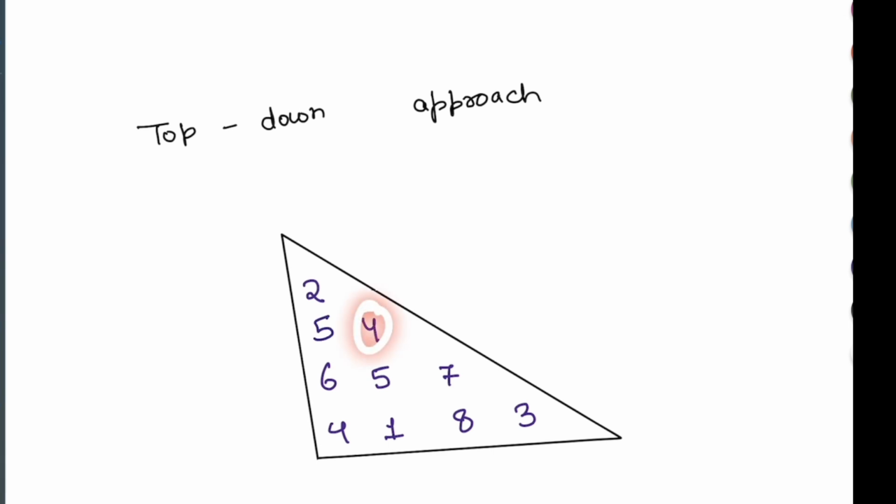What about 4? If you want to go to 4, you have to come from the 2. So the path will have a sum of 2 plus 4, which is 6, right? So this will be 6.